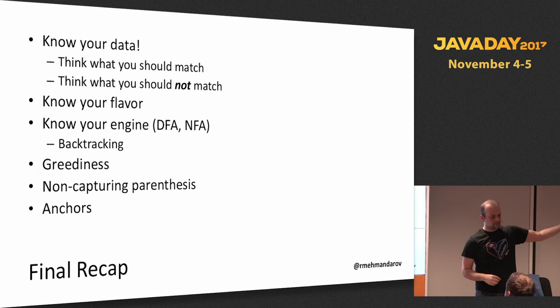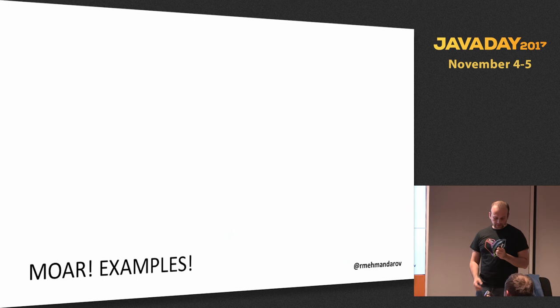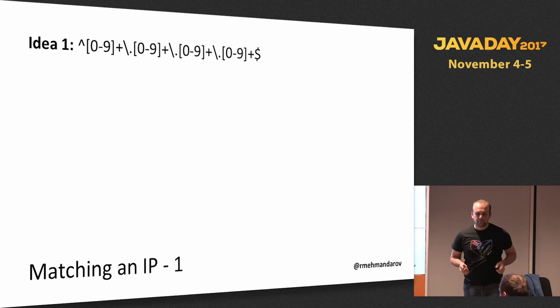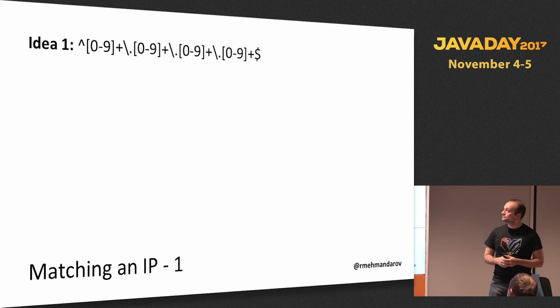And let's look at more examples, okay? Matching an IP. We kind of tried to do that, but we already agreed that it does not have enough logic, right? So the first idea would be, how do you want to match an IP? Well, there are some numbers, dots, some numbers, dots, some numbers, dots, some numbers. And then there's beginning of the line, end of the line. You can add those if you want, but that doesn't matter, right?